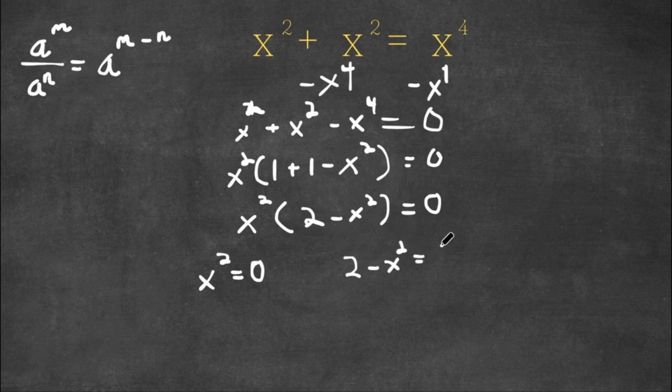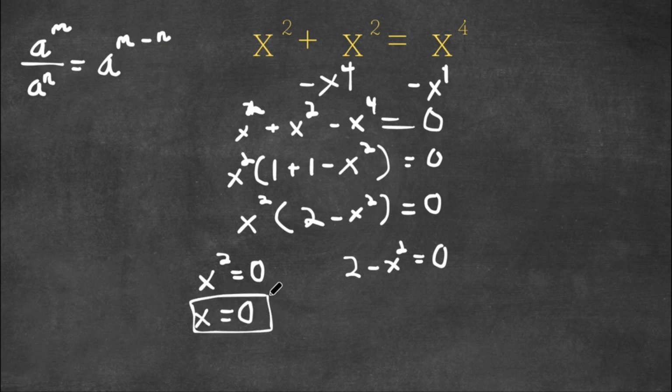Now for x squared equals 0, well, this is simple. The only number that when squared equals 0 is simply just 0. So for this, we have x is equal to 0.